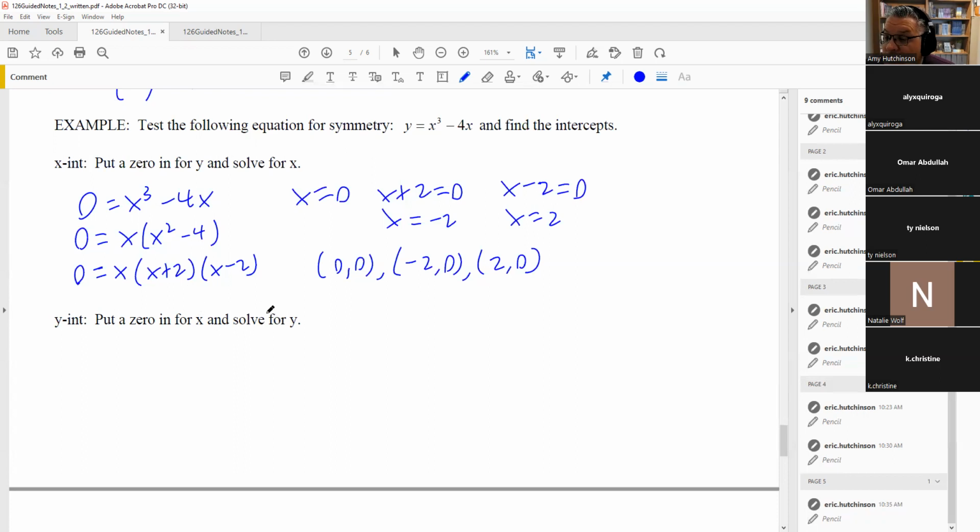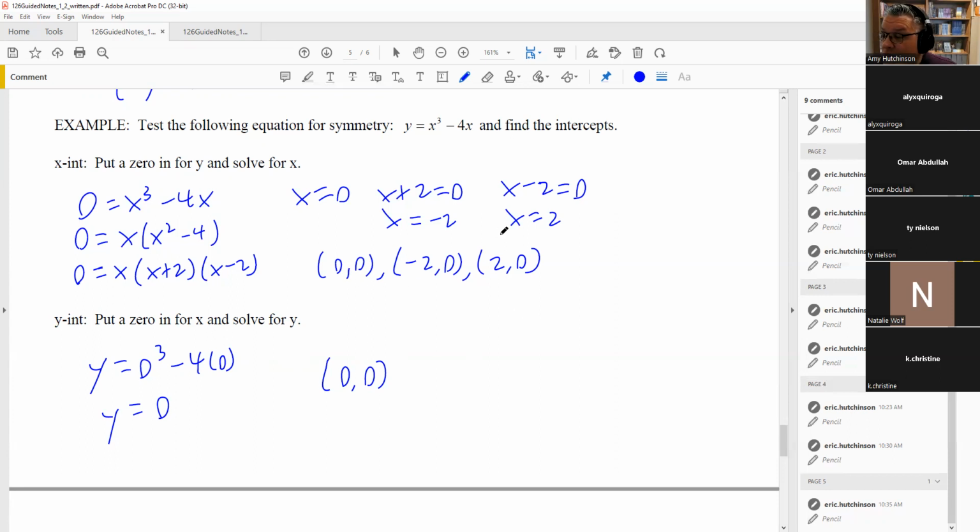Put a 0 in for x and solve for y. That's how we find the y-intercept. So we're going to do that. y equals 0 cubed minus 4 times 0. And again, we get a 0. And as I told you before, 0, 0 is going to be both an x and a y-intercept. So if you solve this and you get a 0, 0 for the x-intercept, that means you're most likely going to get a 0, 0 for the y-intercept as well. It always happens that way. And so that's how that works.